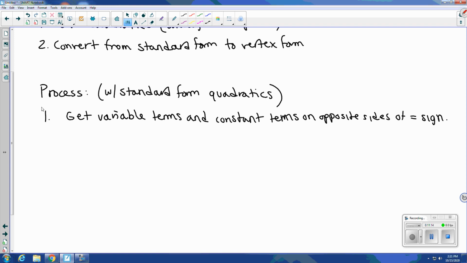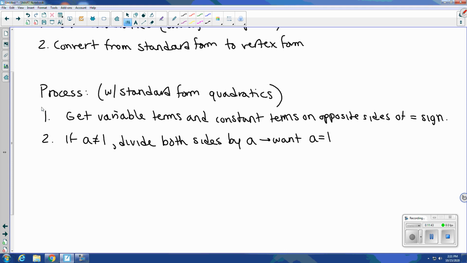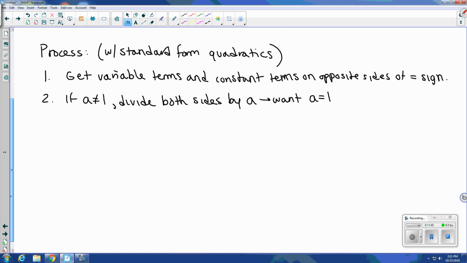So we're going to get our variable terms on one side, constant terms on the other side of that equal sign. Step 2, now, if a is not equal to 1, so in our standard form that a value is not equal to 1, then we need to divide both sides by a. The reason we do this is because we want a to be equal to 1. You need a to be equal to 1 in order to complete the square.